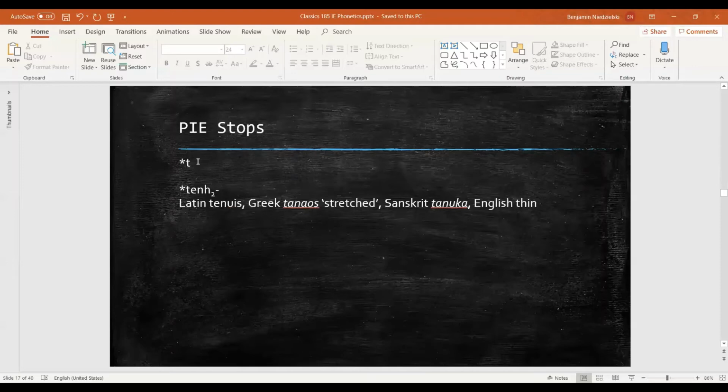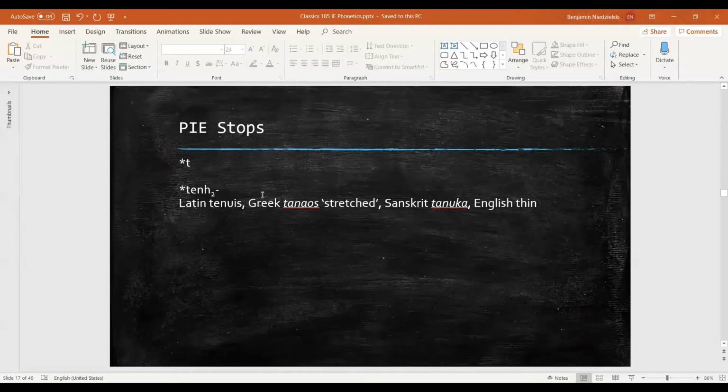Next, let's look at the dental voiceless stop, t. This root means thin or stretched, and it comes out in Latin as tenuis, Greek tanaos, and Sanskrit tanuka, which corresponds to the English word thin. Again, a t comes out as t in Latin, Greek, and Sanskrit, while undergoing Grimm's law in English, th.